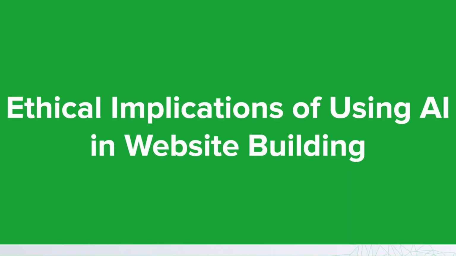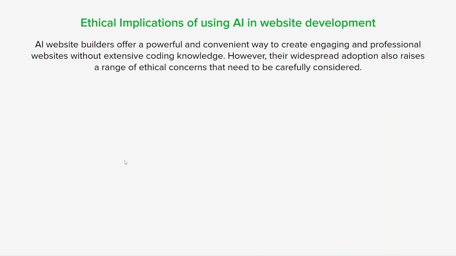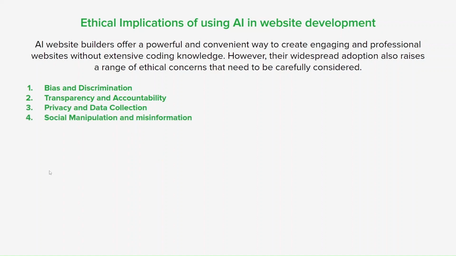So now let's look at some issues that aren't always considered, and that is the ethical implications of using AI in website building or in your website build. So AI website builders offer a really powerful and convenient way to build professional websites without extensive coding knowledge, but their widespread adoption also raises a range of ethical concerns that need to be carefully considered. So some of the key ethical considerations surrounding AI website builders include bias and discrimination, transparency and accountability, privacy and data collection, social manipulation and misinformation, ethical guidelines and regulatory frameworks.